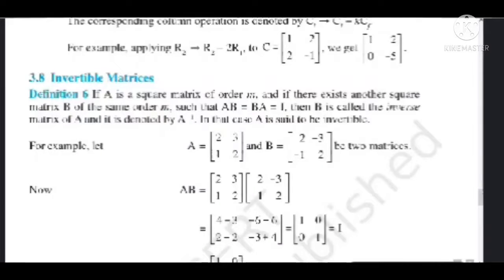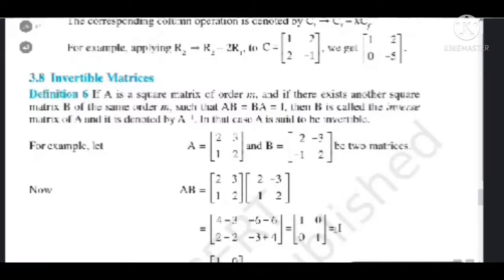Similarly, we have to multiply the second row with the first column. 1 into 2 is 2, 2 into minus 1, you will get minus 2. Similarly, 1 into minus 3, and 2 into 2 is 4. Okay, now 4 minus 3 you will get 1, minus 6 plus 6 you will get 0, 2 minus 2 you will get 0, and minus 3 plus 4 you will get 1. So finally what you get here is the identity matrix.